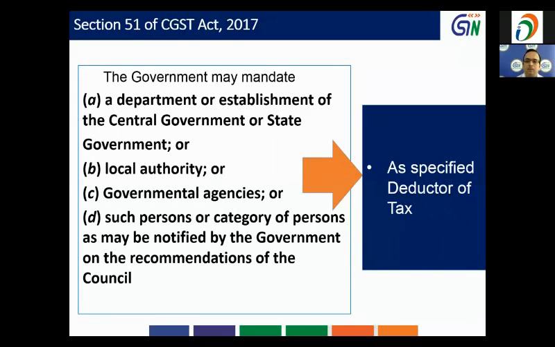The first class is a department or establishment of the central government or state. So the government may mandate a department or establishment of the central government or state government, or any local authority or government agencies. These are the categories defined in the GST Act. And the last one is a category notified by the government on the recommendation of the council. So these are the 4 categories in which the persons are required to obtain a TAN and get a GSTIN registration number, for doing tax deduction at source. This is section 51 of the GST Act.